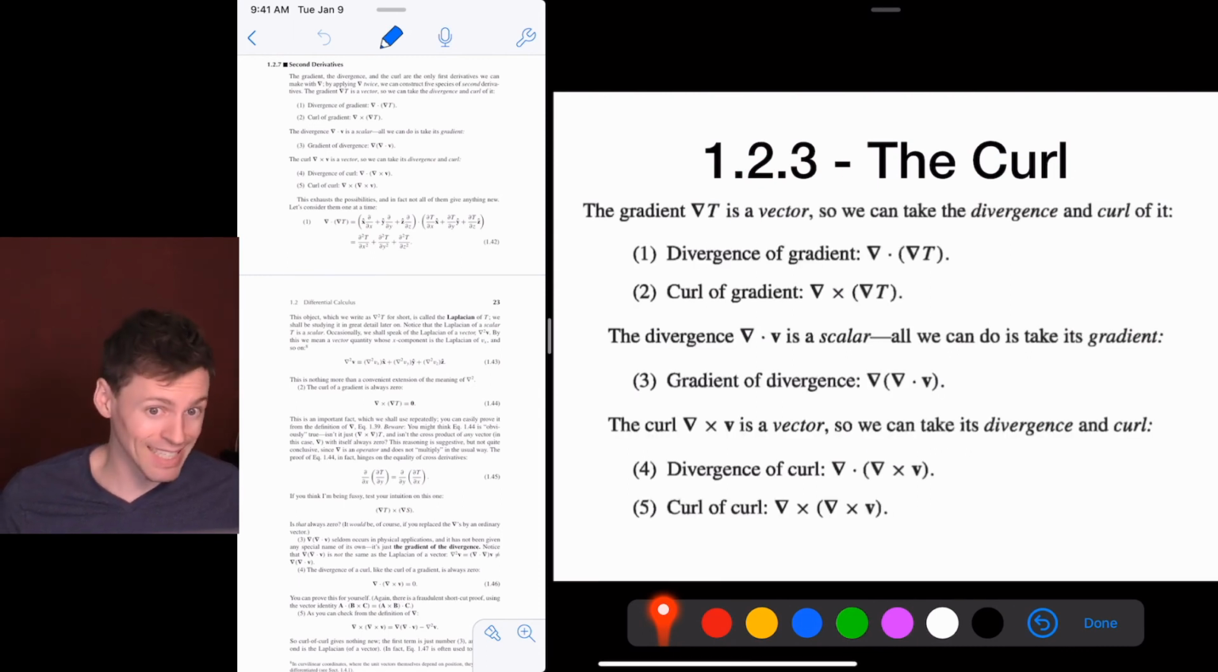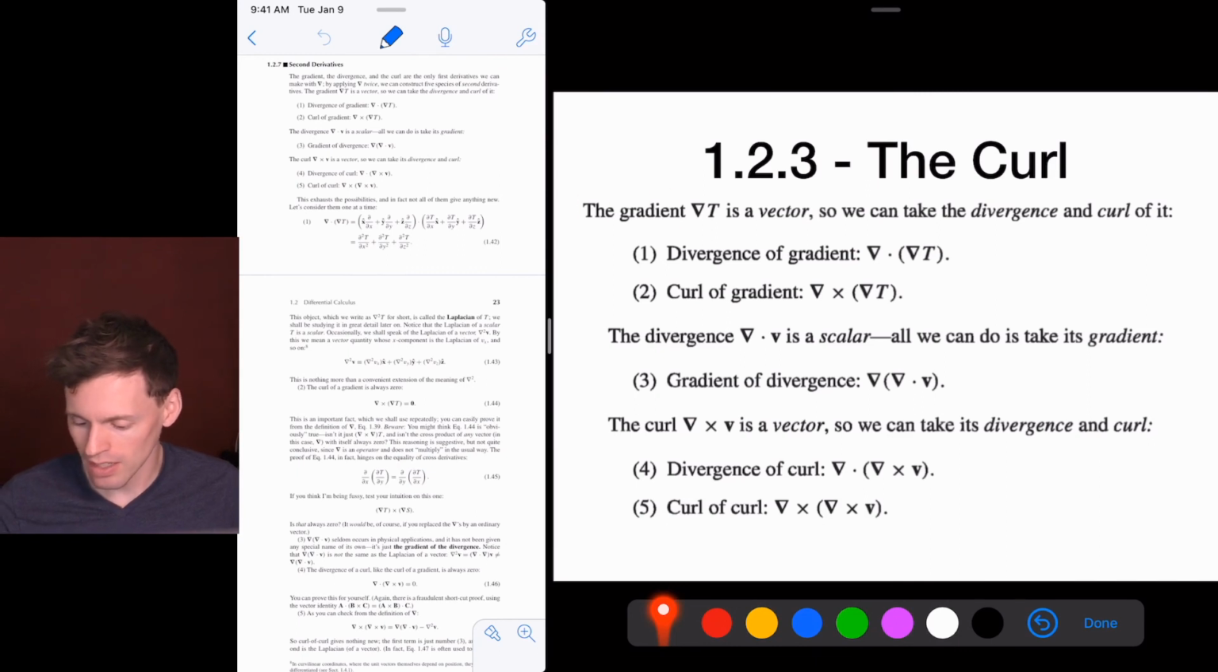So the 5 species: since the gradient del t is a vector, we can take the divergence and curl of it. So we can do del dot del t, or we could do del cross del t, because the result of del t is a vector. So we can take the dot product or the cross product. We can also take the gradient of a divergence, because del dot v is a scalar, so we can take the derivative of that function. And then curl, del cross v, is a vector, so we can take its divergence and curl too. So we can do del dot del cross v or del cross del cross v.